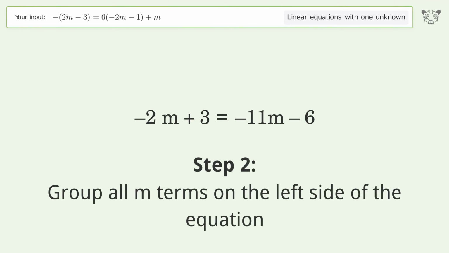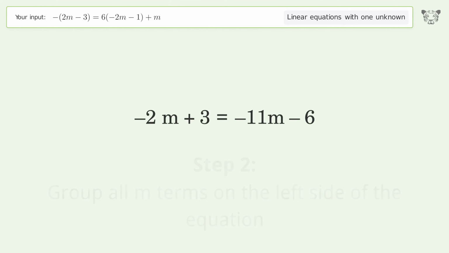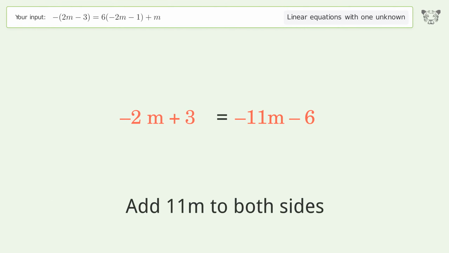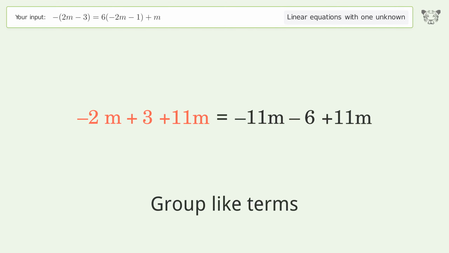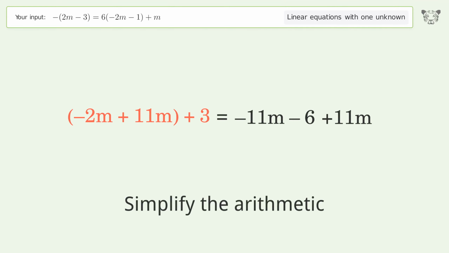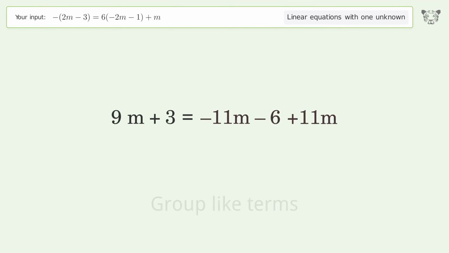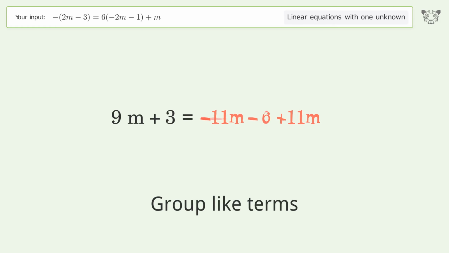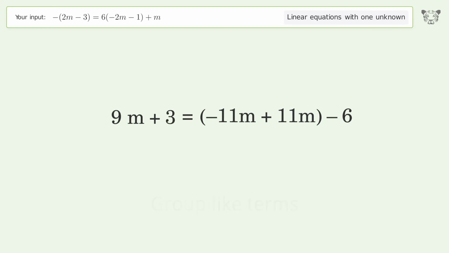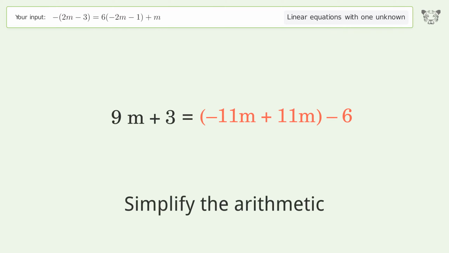Group all m terms on the left side of the equation. Add 11m to both sides. Group like terms. Simplify the arithmetic. Group like terms. Simplify the arithmetic.